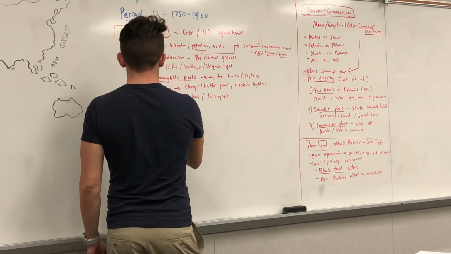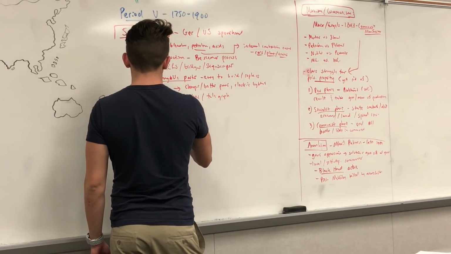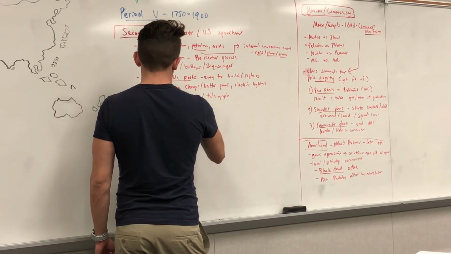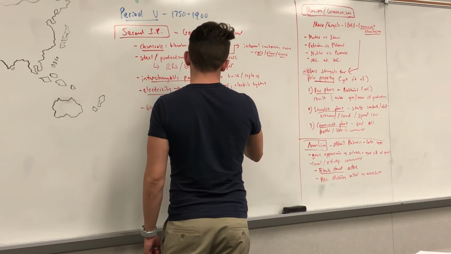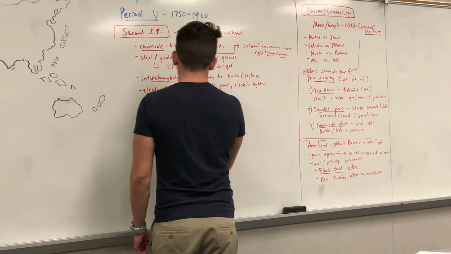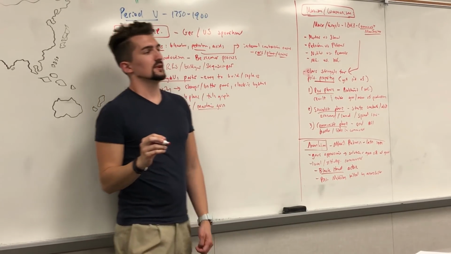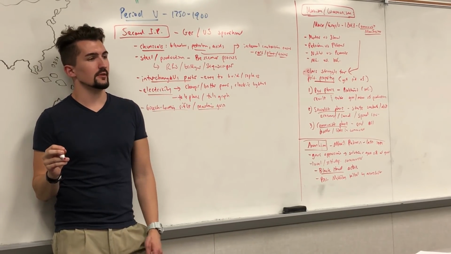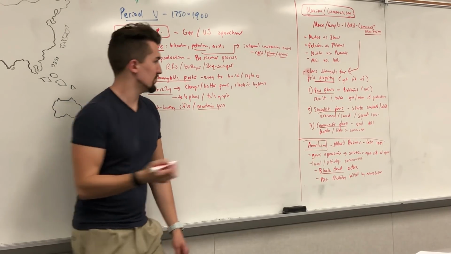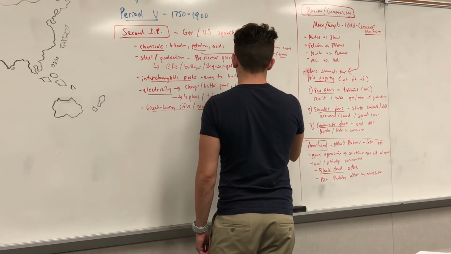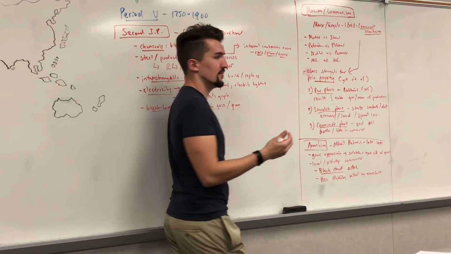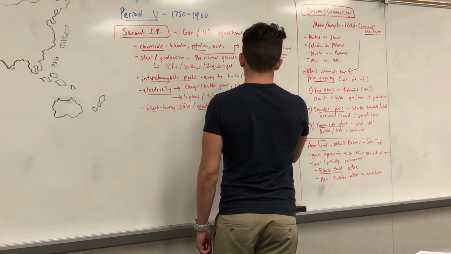So new guns: the breech-loading rifle, the machine gun, early machine gun anyway. And I have some medical advances too, like how to make myself more resistant to malaria. Quinine. Quinine, yep. Where's that going to help us out? Not us, where does it help Europeans out? In Africa. In Africa, right.